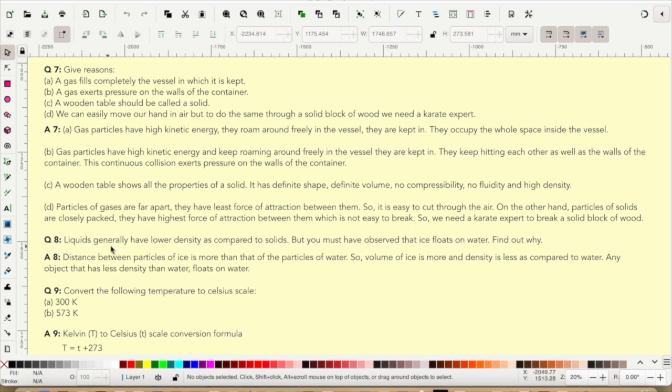Question 8. Liquids generally have lower density as compared to solids, but you must have observed that ice floats on water. Find out why. Answer is distance between particles of ice is more than that of the particles of water. So volume of ice is more and density is less as compared to water. Any object that has less density than water floats on the water.